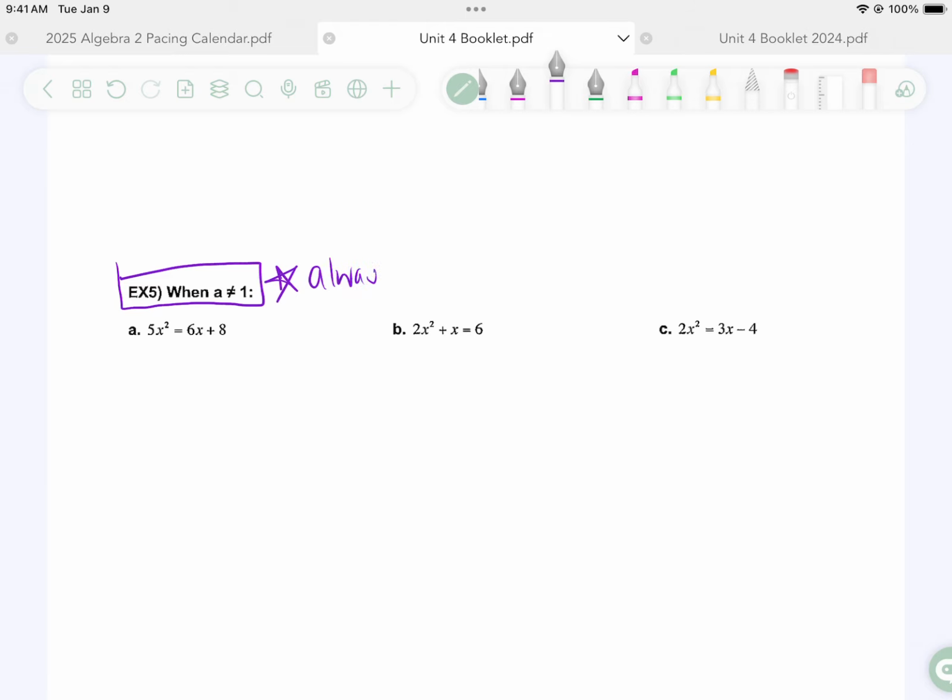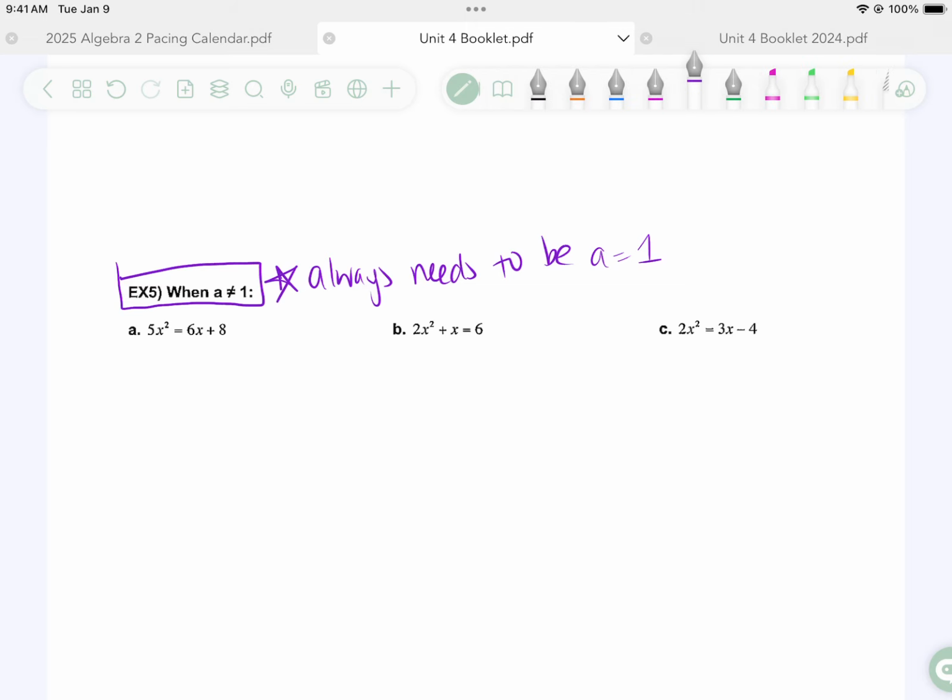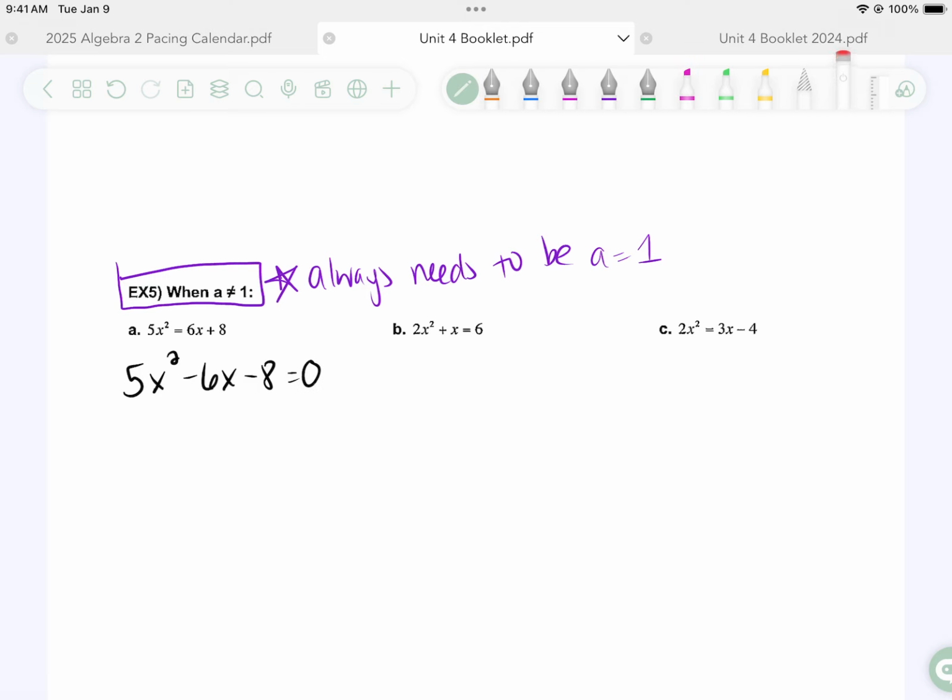Okay, so a always needs to be equal to 1. Otherwise, completing the square will not work. So the first thing to do is to move everything over to one side. Again, I like to check and see if maybe I'm already given a perfect square trinomial by looking at these two terms. They're not perfect squares, so right off the bat, I know that's not a perfect square trinomial.